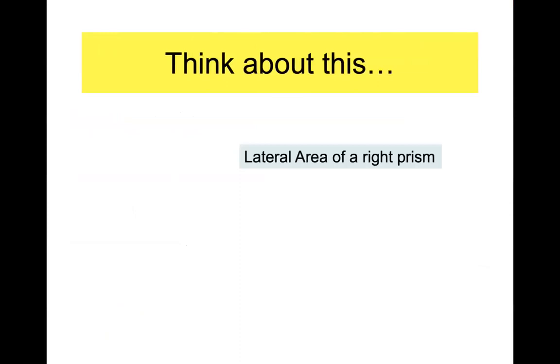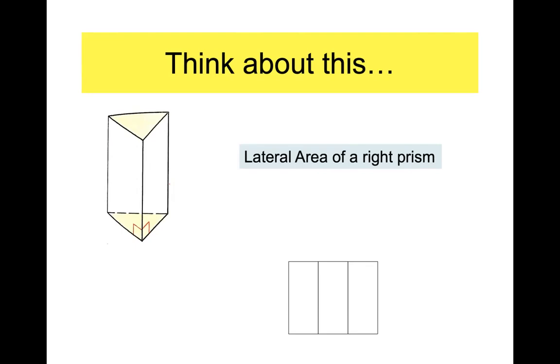So let's just concentrate on the lateral area of just a right prism. This would not be true for an oblique prism, but for a right prism, the sides are all rectangles. So if I pulled those rectangles off of the prism and laid them flat like that, it would make an even larger rectangle. And we know the formula for a larger rectangle. It's base times height. So let's figure out where that would be on this picture.